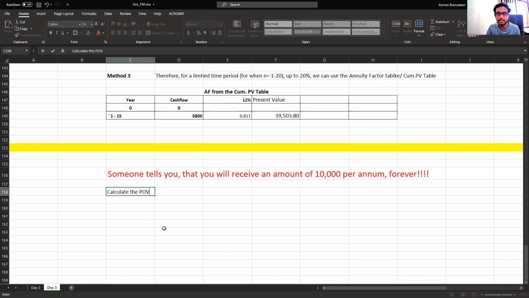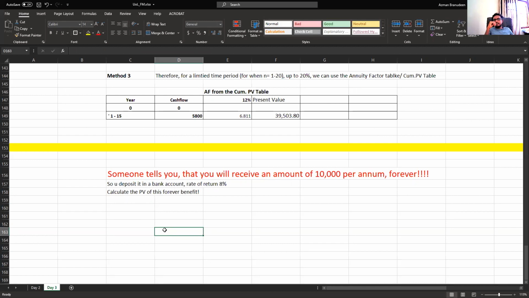Calculate the PV, rate of return. So you deposit this in a bank account, and the bank pays an interest, or the rate of return that you get from the bank is, let's say, 8%. Calculate the present value of this forever benefit. How would you go about this?